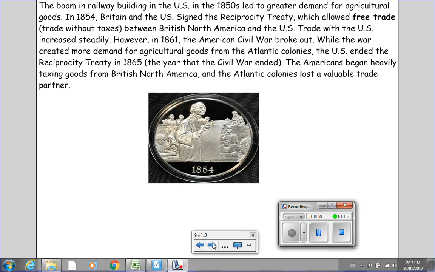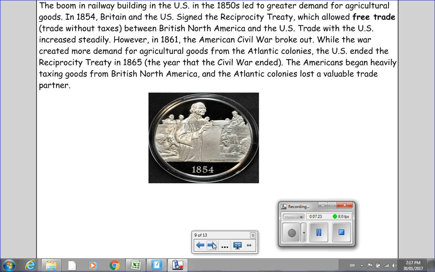The boom in railway building in the US in the 1850s led to greater demand for agricultural goods. In 1854, Britain and the US signed the Reciprocity Treaty, which allowed free trade, that's trade without taxes, between British North America and the US. Trade with the US increased steadily.